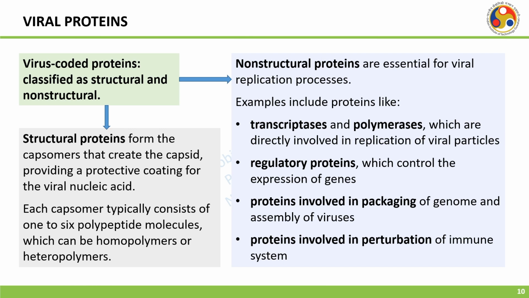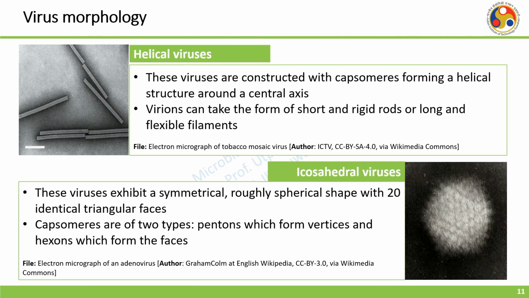The non-structural proteins coded by the virus are essential for viral replication processes. Some examples of these proteins are transcriptases and polymerases, which are directly involved in replication of viral particles. Then there are regulatory proteins which control the expression of genes. Then there are proteins involved in packaging of the genome and assembly of viruses, and proteins involved in perturbation of the immune system.